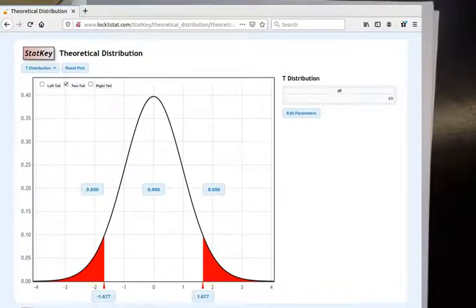I lost it over here. There we go. Okay, this is the previous problem, of course. Now I want a 99% confidence interval, but not only that, I got to be careful. It's a different degree of freedom. So you can edit the parameters, and I'm going to do that.